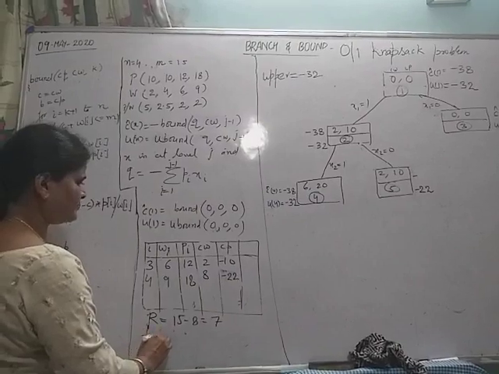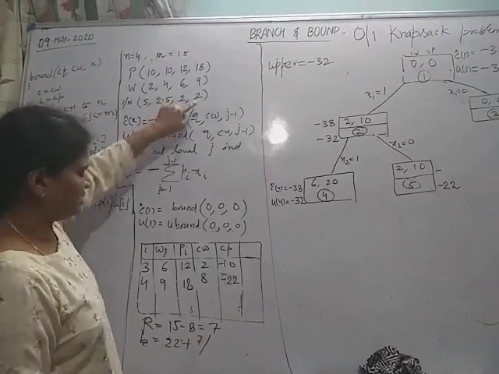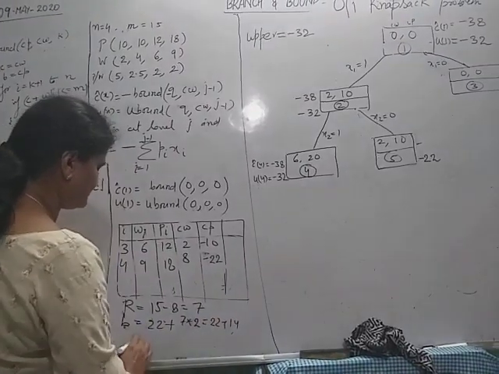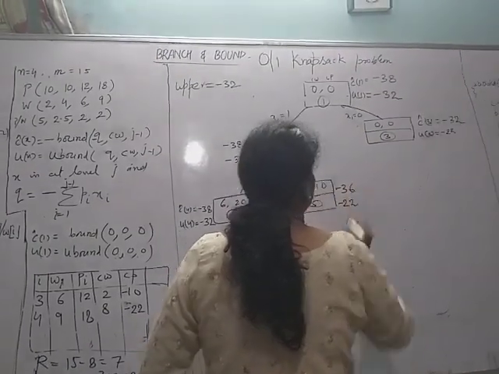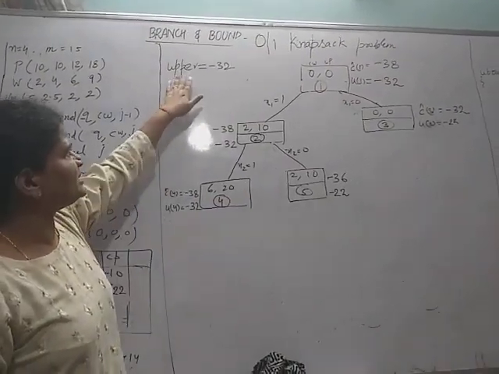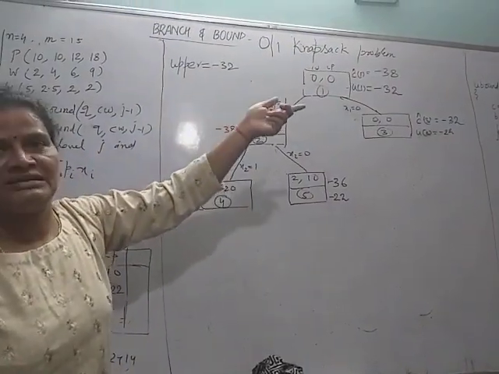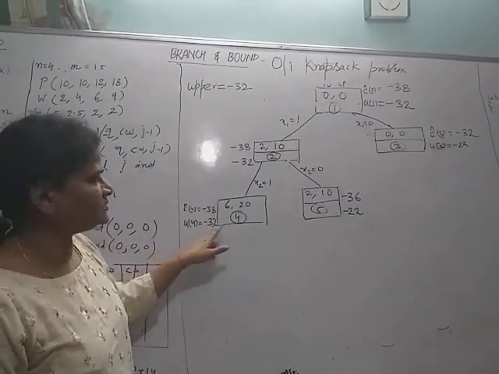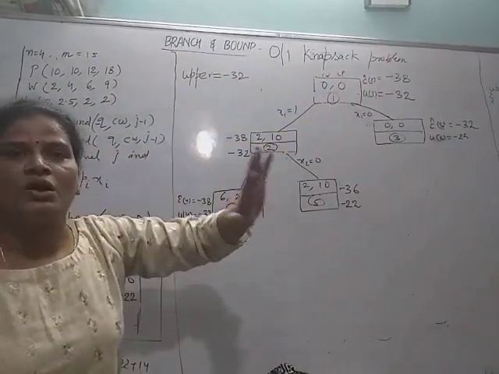So B equals B plus, that is 22, plus 7 times Pi upon Wi, 7 into 2. 22 plus 14 is 36. So here this is minus 36. Now just see here the upper is minus 32. As soon as we get an upper bound less than minus 32, then I will update upper. So at this point upper is minus 32, and minus 22 is greater than minus 32, so up to this point upper is not updated.